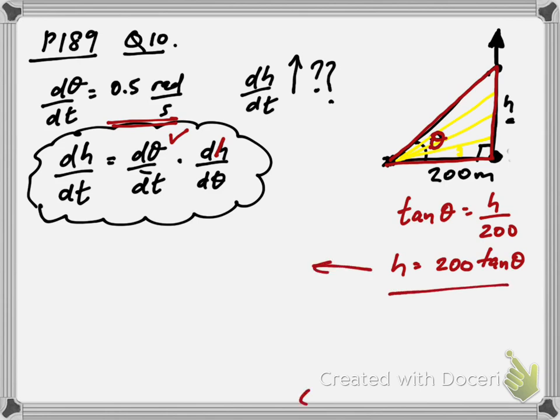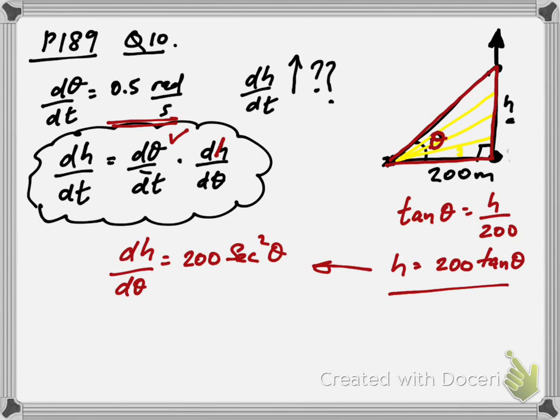So let's take it this side. If you go dh over d theta, and if you differentiate there, what do you get? All you have to do is just look up the formula on the formula sheet. If you differentiate tan theta, you end up with sec squared theta, or secant squared theta. So you end up with 200 sec squared theta.